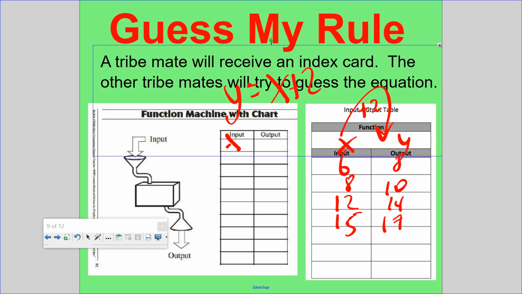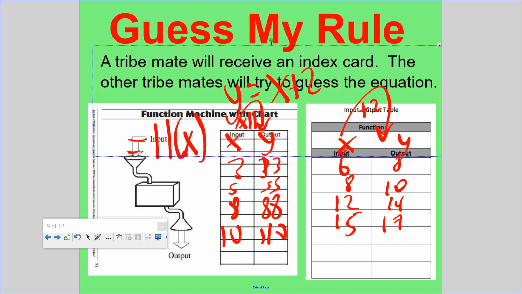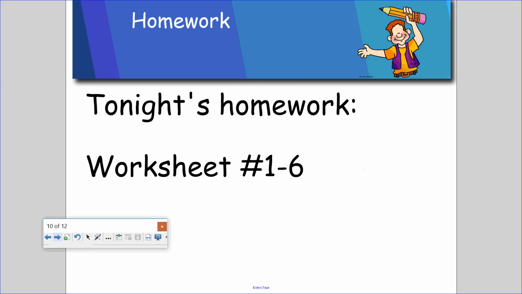But what if the relationship is here? x is 3, 5, 8, 10 and y is 33, 55, 88, 110. What's the relationship from x to y? Is it additive or multiplicative? It's multiplicative because you multiply by 11. 3 times 11 is 33. 5 times 11 is 55. So we're multiplying the input, x, by 11. To find the output, y equals 11x. All right.